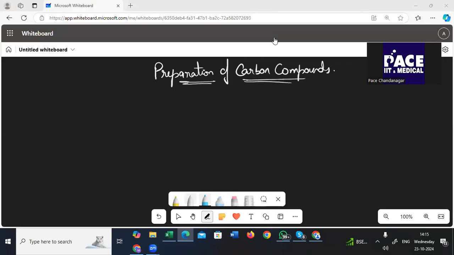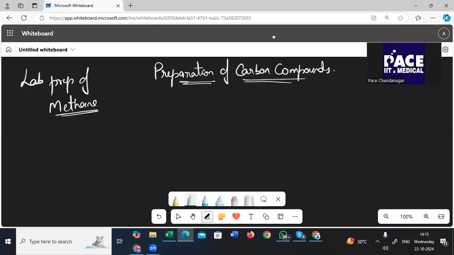Hi everyone. Let's start the preparation of carbon compounds today. This is regarding carbon compounds like methane, ethane, alkenes, alkynes, alcohols, and carboxylic acids. How are we preparing them in the laboratory? So laboratory preparations of some important compounds, which is first methane.